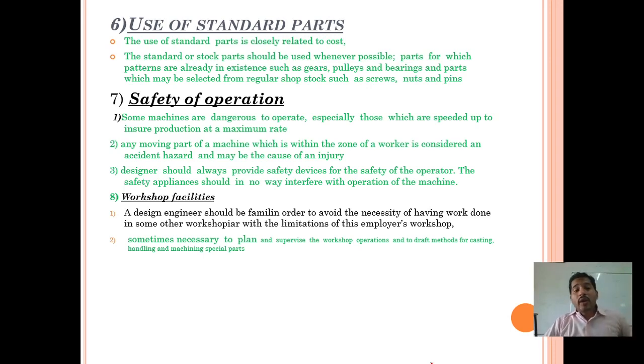Okay dear. Another thing the design engineer has to know is safety of operation. Some machines are very dangerous to operate, especially those with high speed. If the speed is more than 1000 rpm, it is very dangerous to operate. Is it right? Those machines can produce the maximum rate of production. So if the speed is more, it will produce the maximum rate of production. For that reason we select such type of machine.